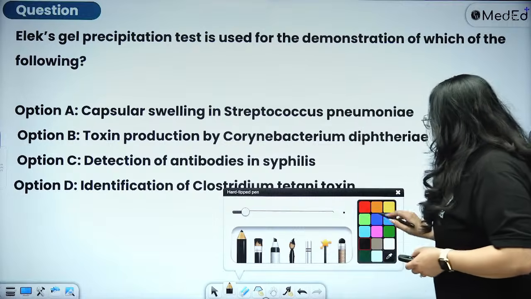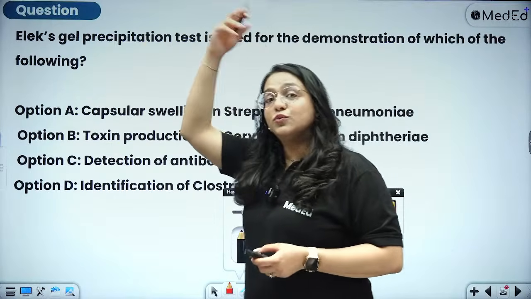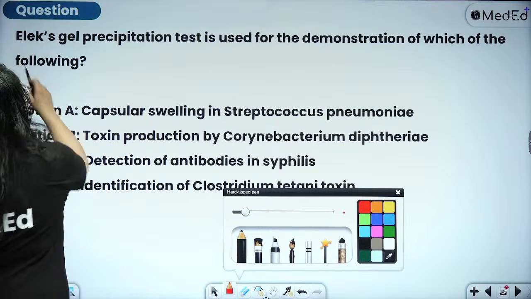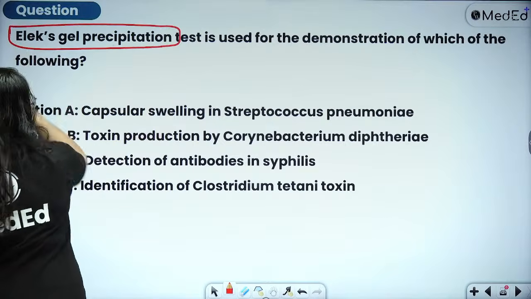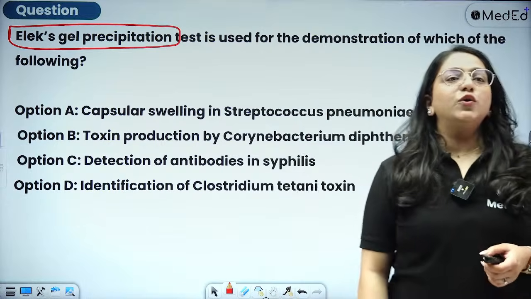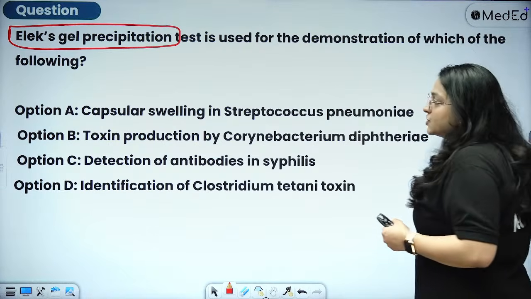Now again, see, we are circling back to the topics we had discussed in the beginning of the discussion. We have come on to the Elek's gel precipitation test. Who are we talking about now? We have come back to Corynebacterium diphtheriae. We started the discussion with that.